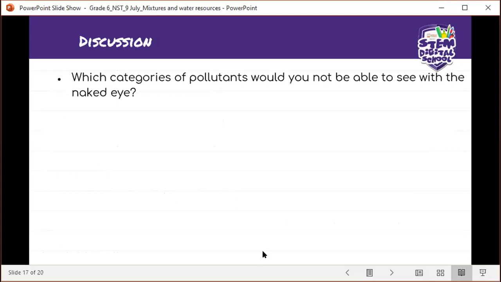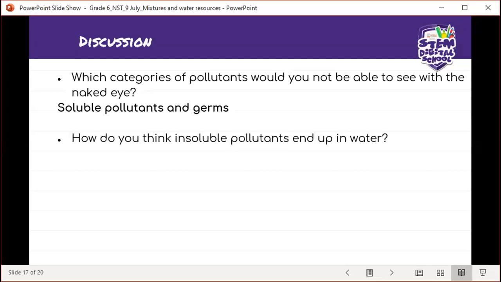Next question: which category of pollutants would you not be able to see with your naked eye? Aweti says soluble, you can't see with your eye. Living germs, that's what Ijiro said. That is correct, guys. The soluble pollutants as well as the germs, we cannot see them with our naked eye. Yes, Trisha, you can also say bacteria. Beautiful, guys.